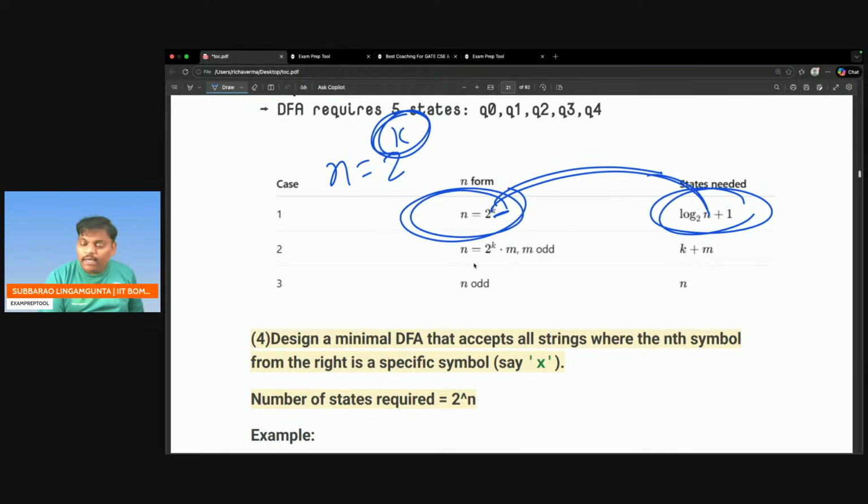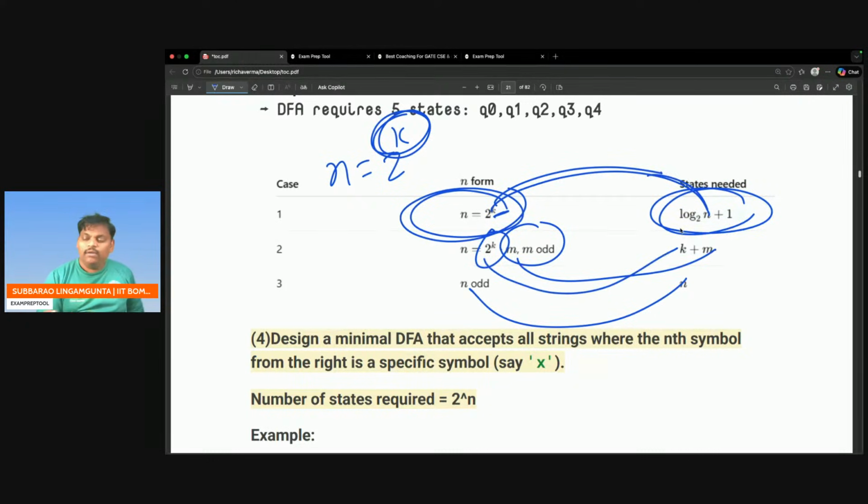Next one. N is an odd number: simply n states. For a combination of powers of 2 and an odd number, m is there, plus k. K is nothing but almost like log n base 2, whatever it is.